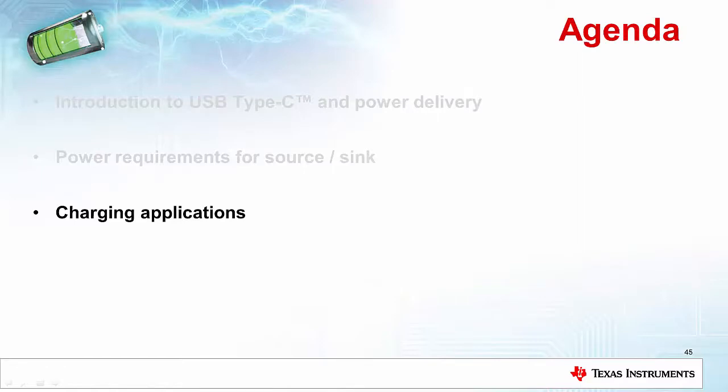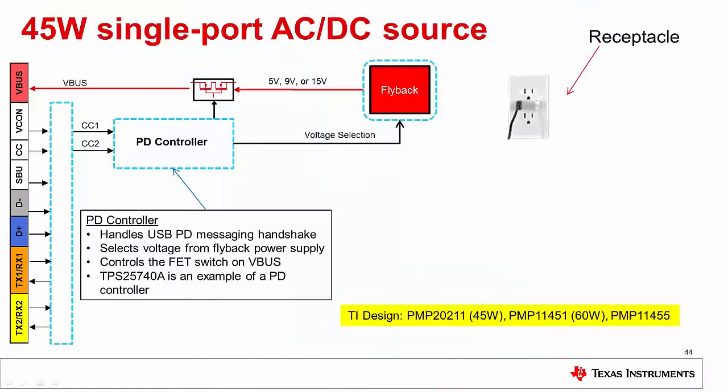Now let's look a little bit more specifically at the charging applications, which are source-only applications. Here I'm showing a simplified diagram of an AC/DC source. This could be in a wall outlet, or it could be in a power brick, but the basic system looks very similar. First of all, you have a flyback, which needs to be able to do multiple voltages if you're doing high power. In this example, I'm showing that it does 5 volts, 9 volts, or 15 volts coming out because it's a 45 watt power supply.